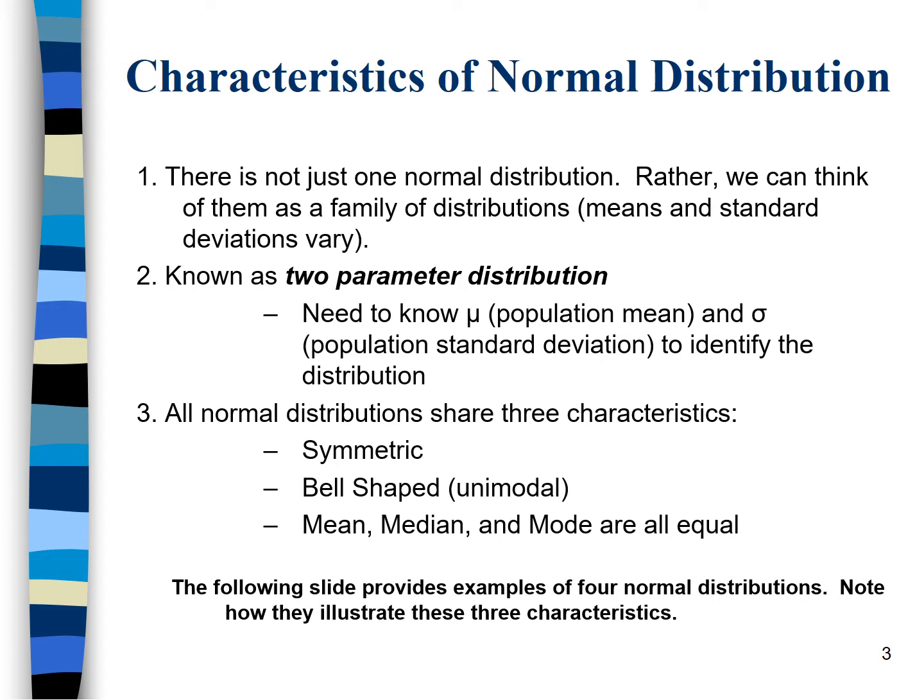So you can see here, we need to know mu, the population mean, and sigma, the population standard deviation, to identify the particular normal distribution we're talking about. But all normal distributions share three characteristics. They're symmetric, they're bell-shaped, meaning they're unimodal, and the mean, median, and mode are all at the same point.